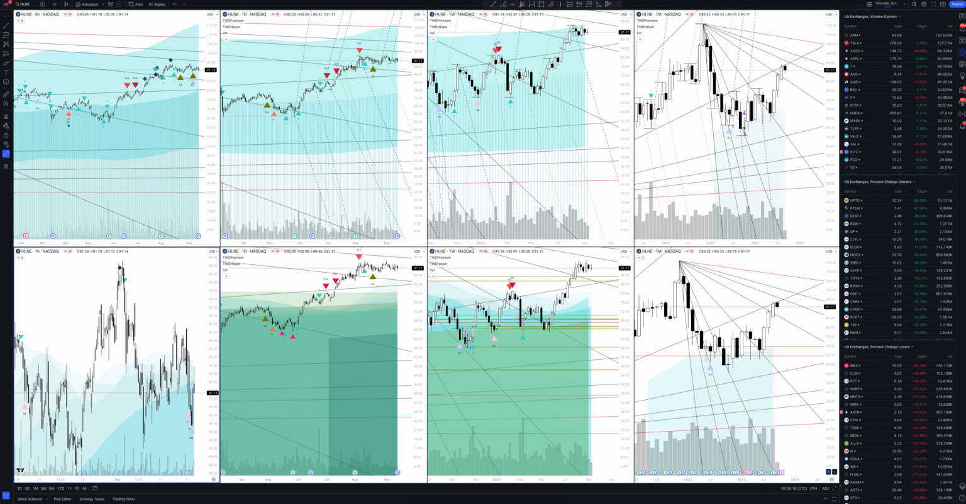Today we will take a look at Hamilton Lane Incorporated stock. Let's analyze the market situation and find out how you can make money on it. Let's start.